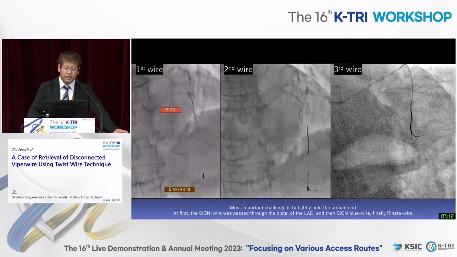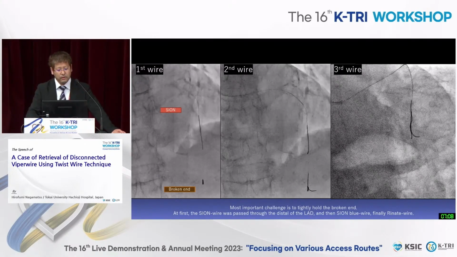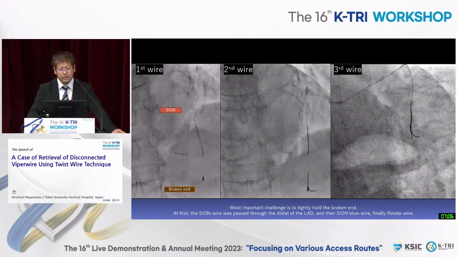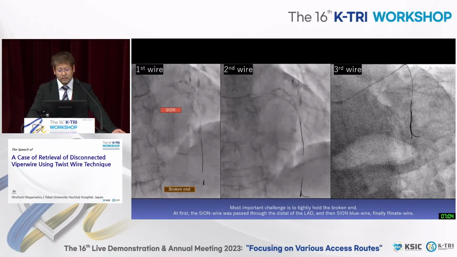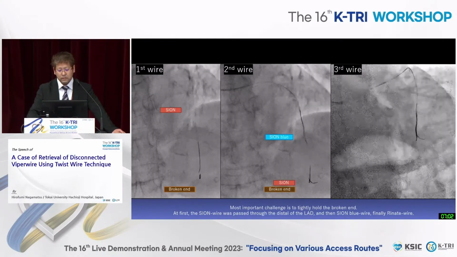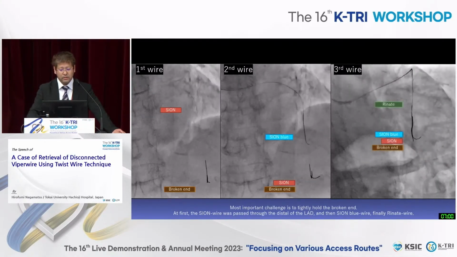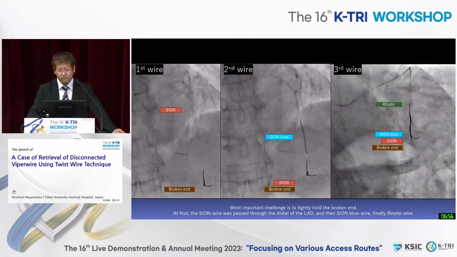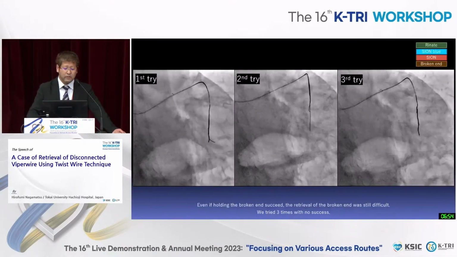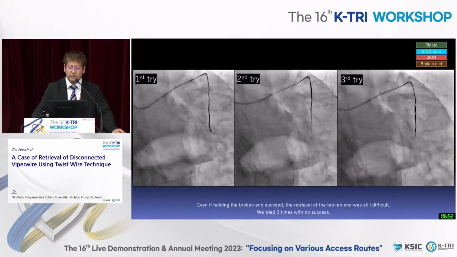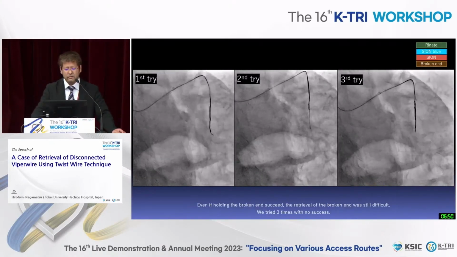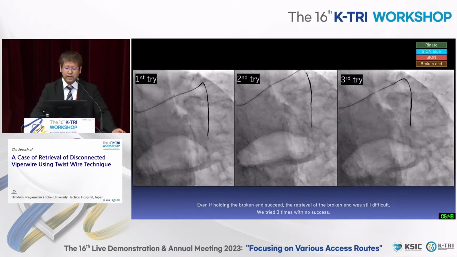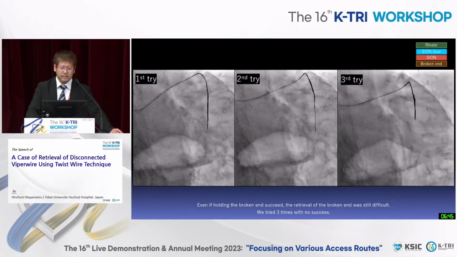The most important challenge is to tightly hold the broken end. At first, the Sion wire was passed through the distal LAD, and then the Sion Blue wire. Finally, the Runthrough wire. Even if holding the broken end succeeds, the retrieval of the broken end was still difficult. So we tried 3 times, but had no success.